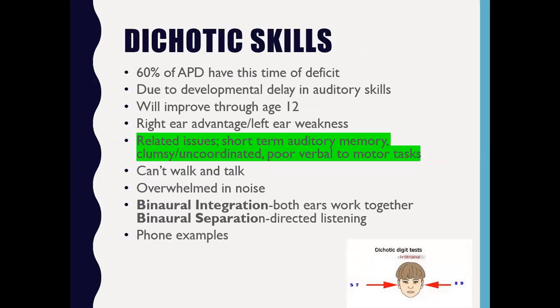I mentioned earlier that 60% of students with auditory processing have the corpus callosum or the interhemispheric difficulty, and those are the two skills of binaural integration and separation. And again, that's the right ear advantage or the left ear weakness.